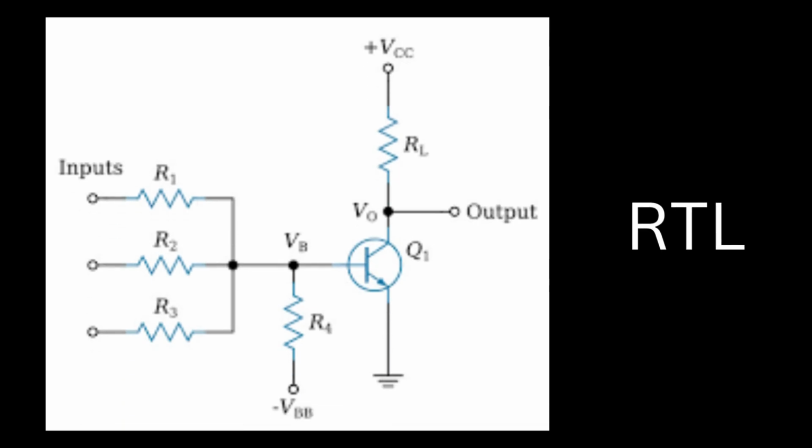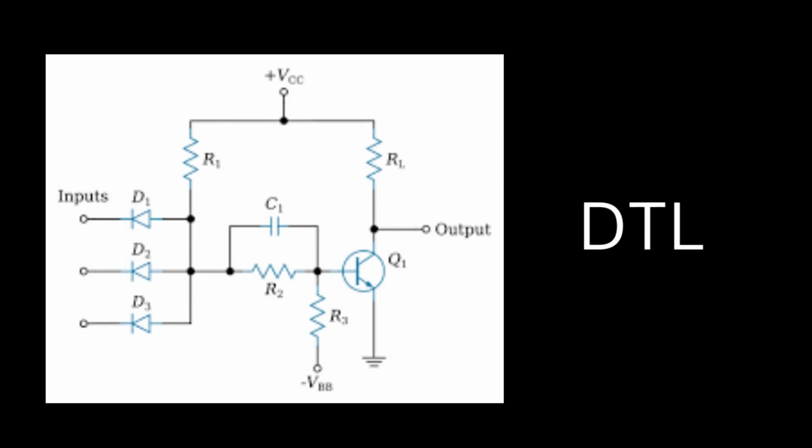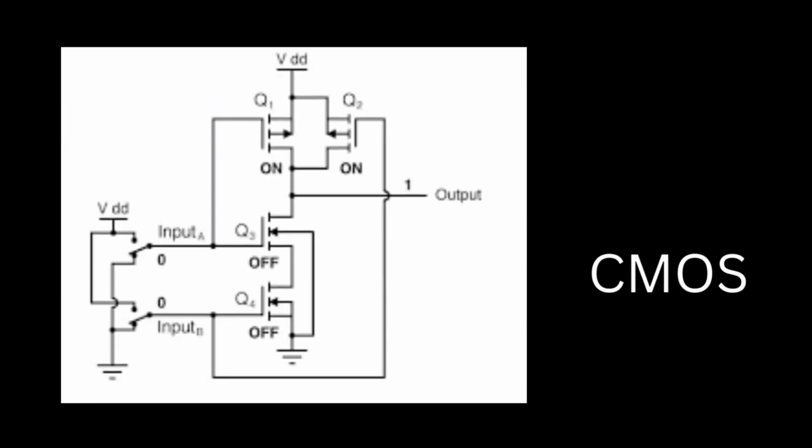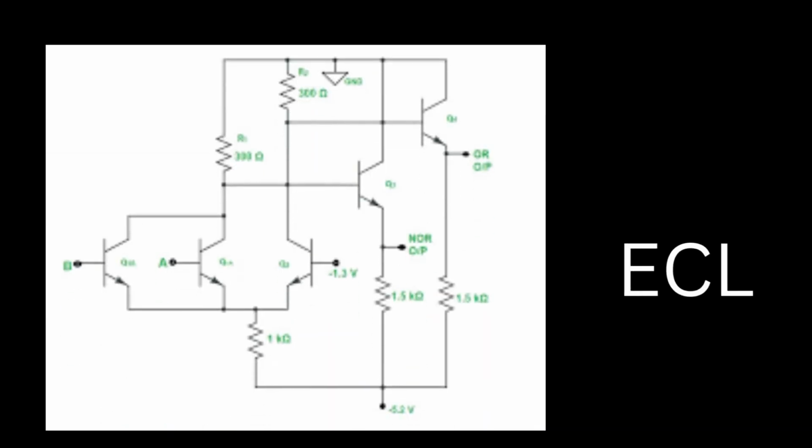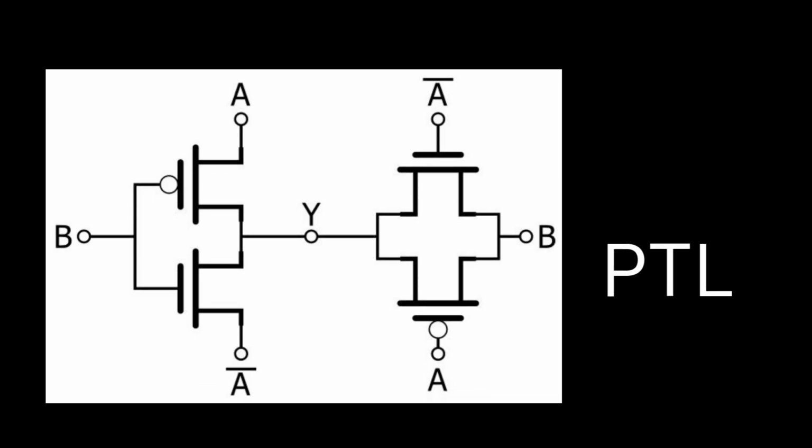Logic gates can actually be built using different technologies, such as resistor-transistor logic, RTL, diode-transistor logic, DTL, transistor-transistor logic, TTL, CMOS logic, or complementary metal oxide semiconductor, ECL, or emitter-coupled logic, pass transistor logic, and more. But the most widely used today is CMOS logic.